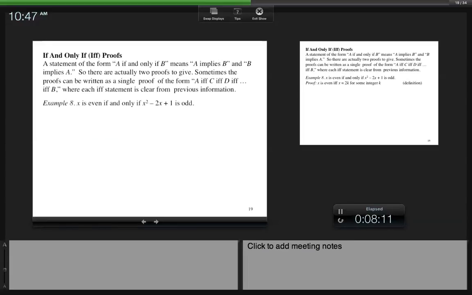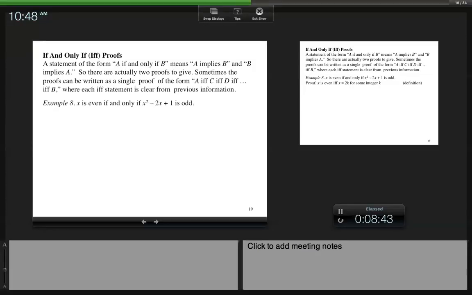Now, if and only if proofs. Here the conditional statement is: if A then B. That means A implies B. It doesn't say anything about B implies A. With if and only if, if I say a statement A if and only if B, that means A implies B and B implies A.